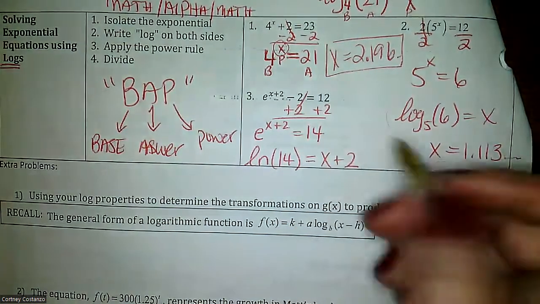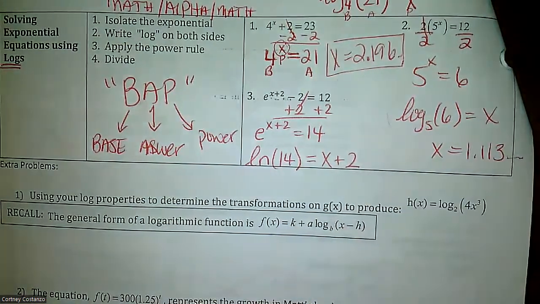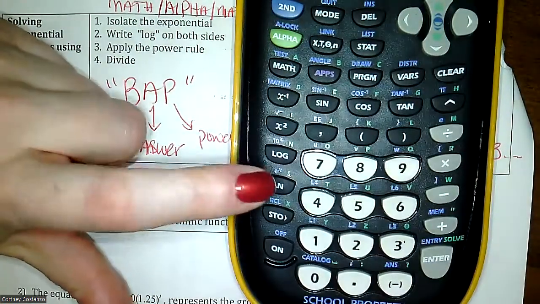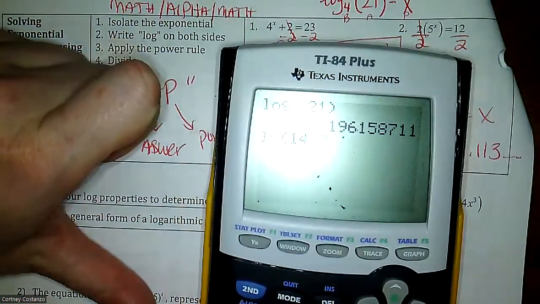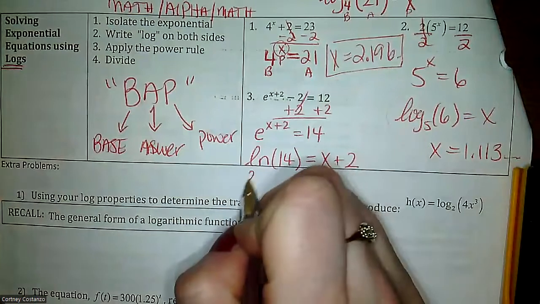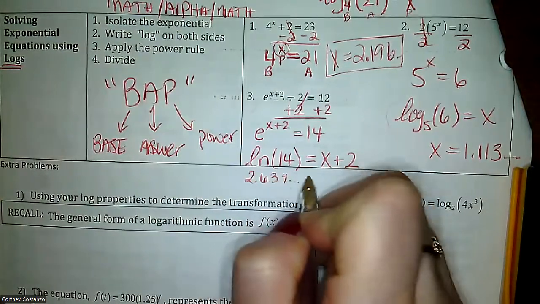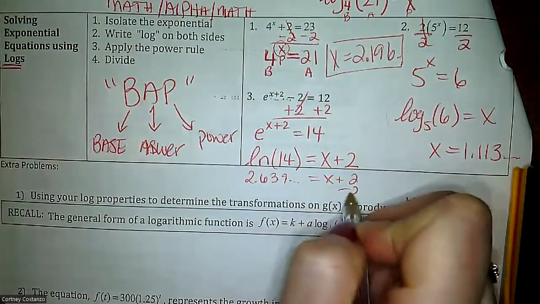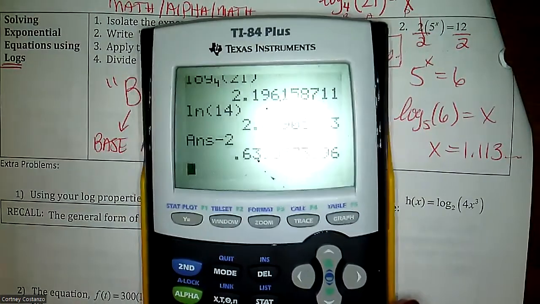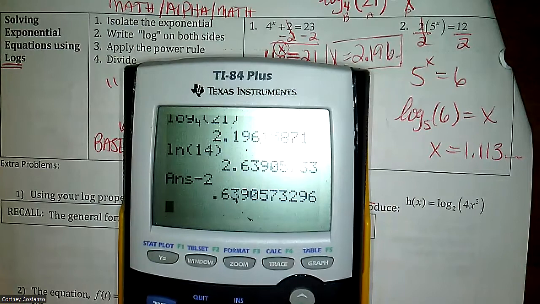Now this one has one extra little step in there, because not only do we have to find natural log of 14, which by the way, natural log has its own button right there. So if I press natural log of 14, I get this little decimal. So 2.639 dot, dot, dot, dot, dot. Subtract that 2 over. And that would be our answer, because we had to solve for x still.